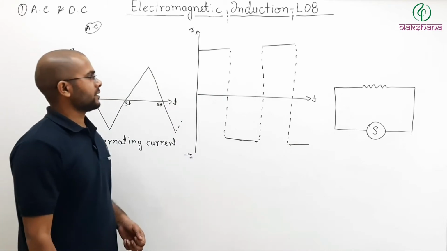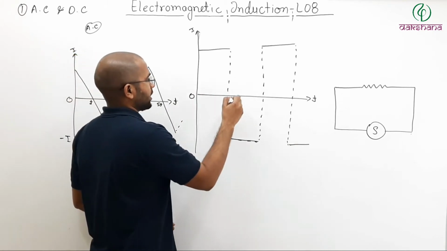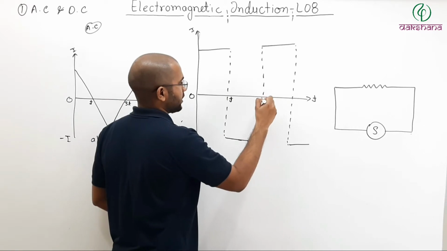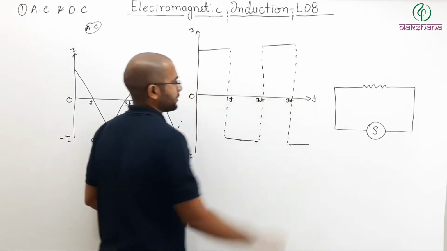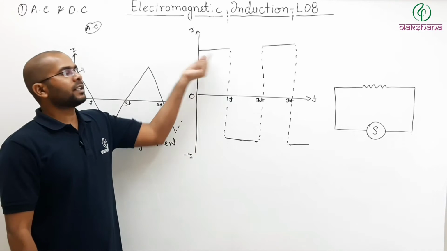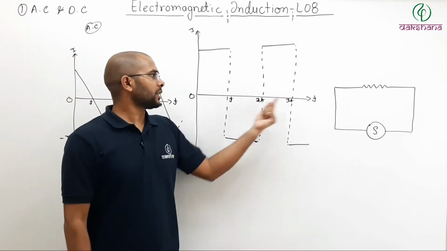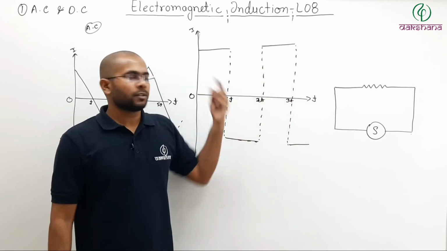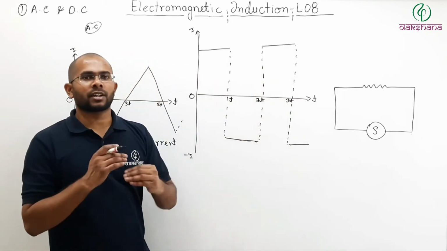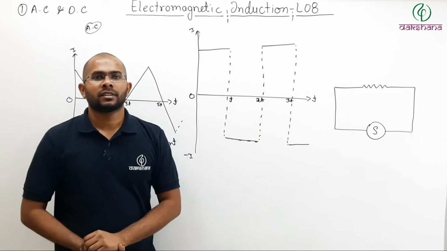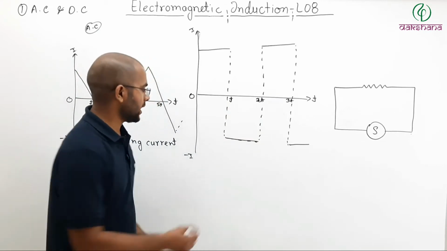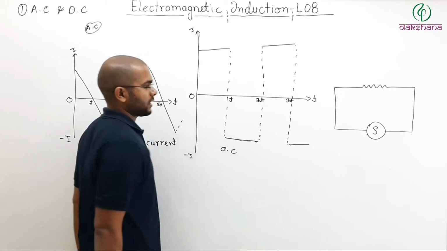Now in this case, let us say here 0, here t, here twice t, this is 3t and so on. For 0 to t, it is positive. For t to twice t, it is negative. For 2t to 3t, it is again positive. So here also direction is changing after every t second. So in this case also it will be called an alternating current.